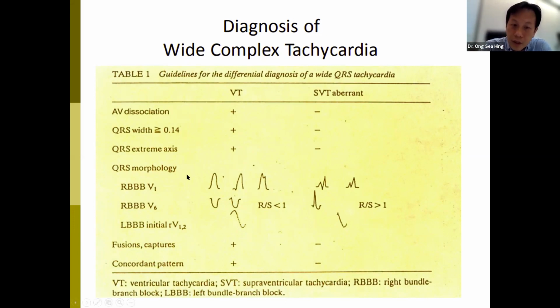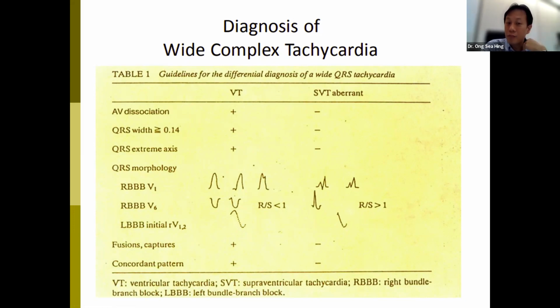Then the QRS morphology. If you look at the right bundle branch morphology here, in VT, the right bundle branch morphology looks like a suspicious right bundle branch. In SVT, the right bundle branch morphology looks more like a right bundle branch. Of course, we say that in the rabbit ear, if the first rabbit ear is shorter and the second rabbit ear is taller, it is more likely SVT. If the first rabbit ear is taller and the second is shorter, it is more likely VT.